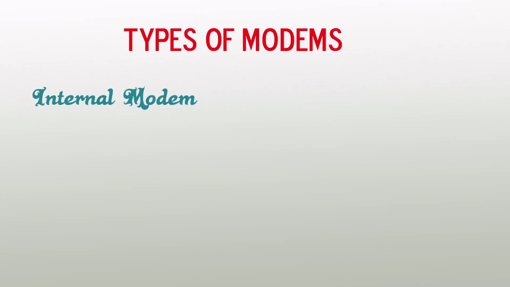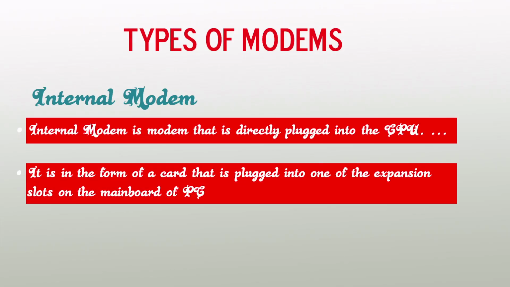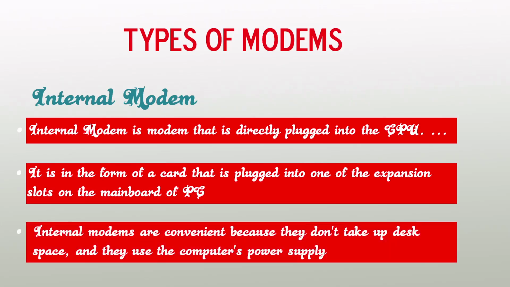Internal modem is a modem that is directly plugged into the CPU. It is in the form of a card that is plugged into one of the expansion slots on the main board of a PC. The internal modems are convenient because they do not take up disk space, or they use the computer's power supply. So here is an internal modem, you don't see it because it's fitted into the system itself. If you have seen the motherboard of any computer, they have many slots. Slots for memory, slots for other devices, and there is a slot for fitting the internal modem there.